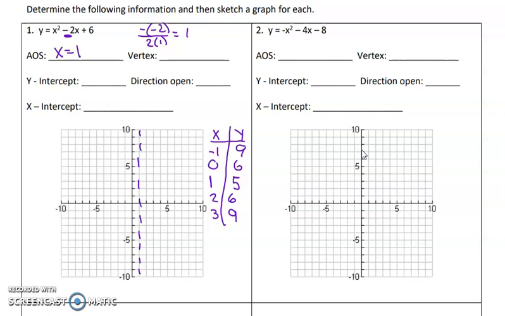Okay, so let's go ahead and plot these. We're going to get at -1, it's a 9, so that's all the way up here. At 0, we have a point at 6. At 1, our point is at 5, right here. Then at 2, 6, and 3, 9. And again, remember we want to make this a nice U.